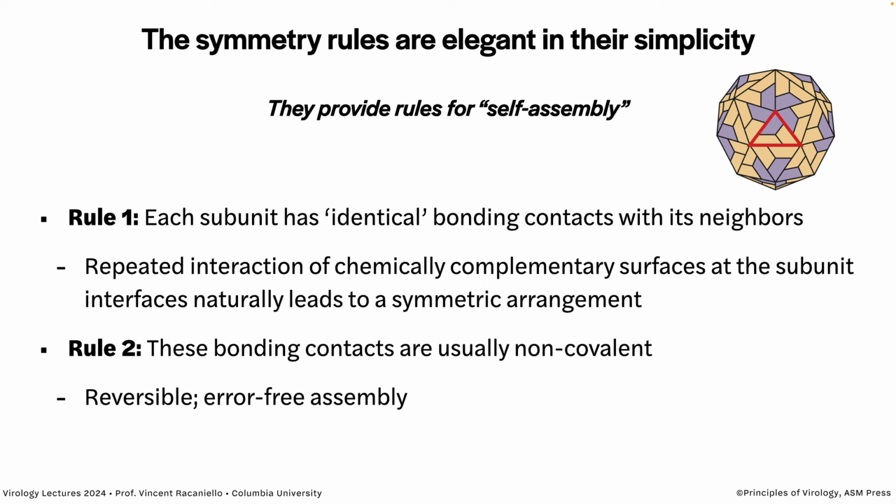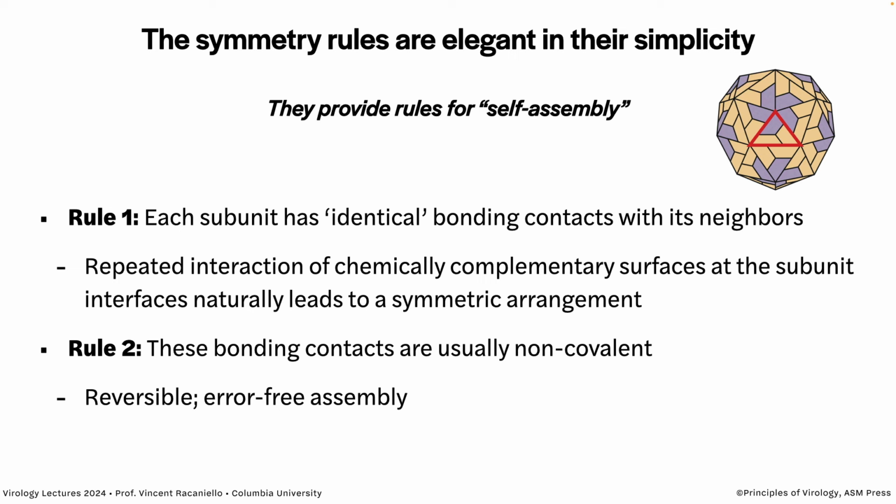And I have identical in quotes because it turns out they're not always identical, but they're almost identical. And we'll see how that works in a minute. So you have a few proteins repeated over and over, so you have chemically similar surfaces, and when you repeat them over and over, you get a symmetric arrangement of the protein that's very stable in the particle.